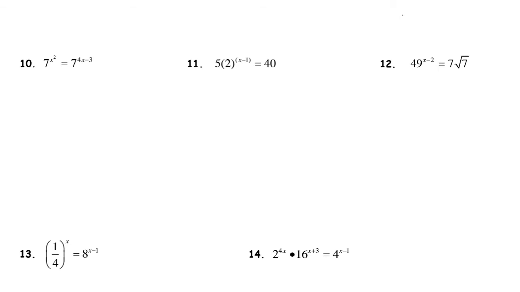Okay, now this one right here, I've got already power equal to power. The bases are the same, so I can jump right to x squared is equal to 4x minus 3.